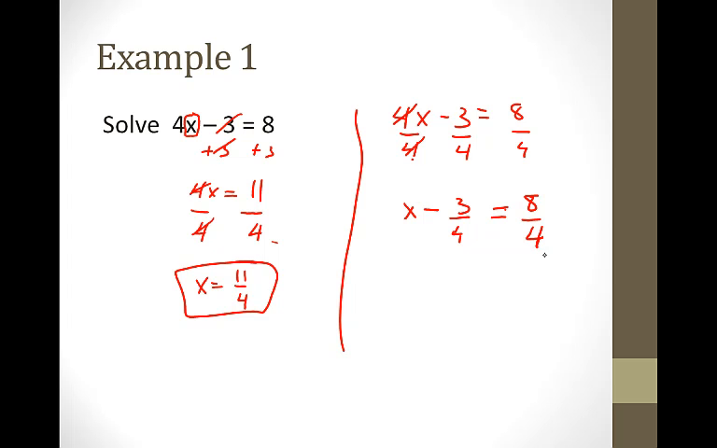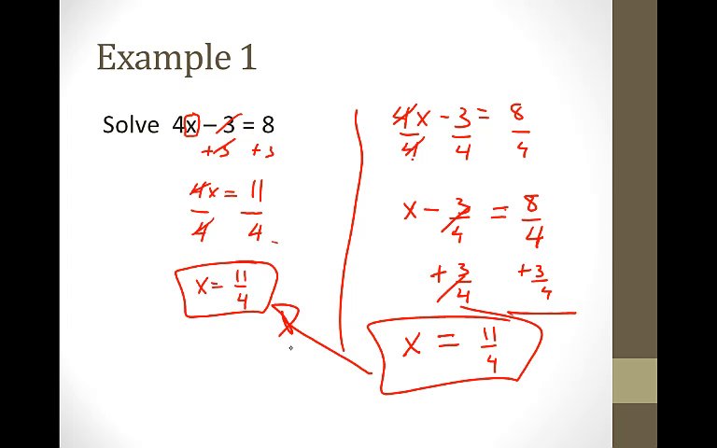Now this is not looking as pretty as the other one, right? Because I introduced fractions really early. And now I'm going to have to add 3 fourths to both sides. Let's cancel. x equals 8 fourths plus 3 fourths is 11 fourths. So exactly the same answer, just two different ways to do it. When I'm working these next few examples, I'm going to always try to pick the easiest way to do it, just so you can see that being modeled.